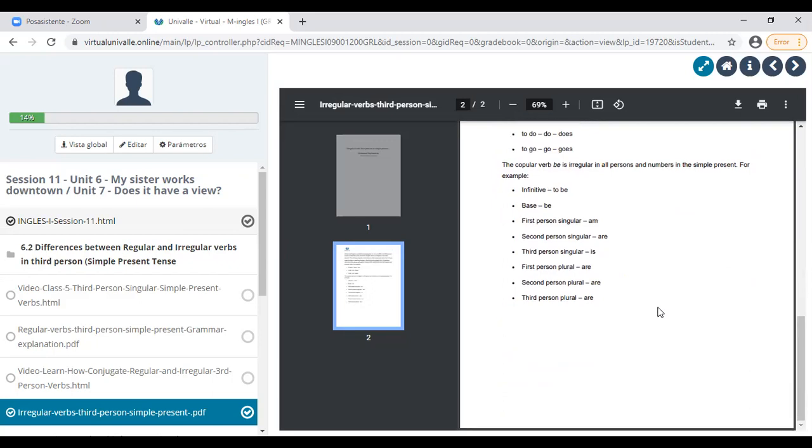For example, infinitive to be, base be, first person singular am, I am. The second person singular are, you are. Third person singular is. In this case, he is, she is, it is. First person plural are, we are. Second person plural, you are, and third person plural, they are, okay?